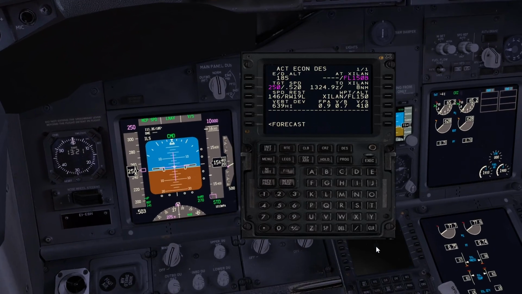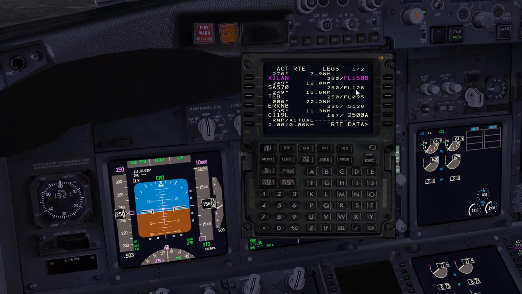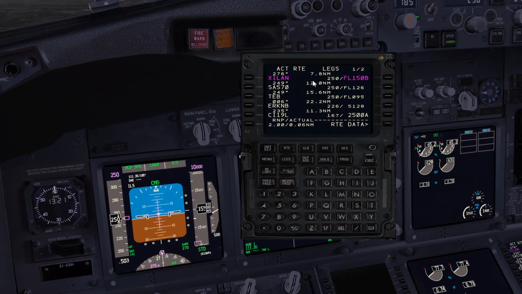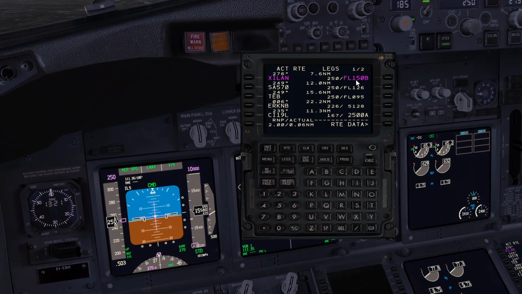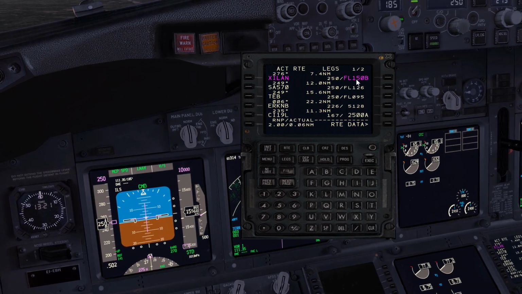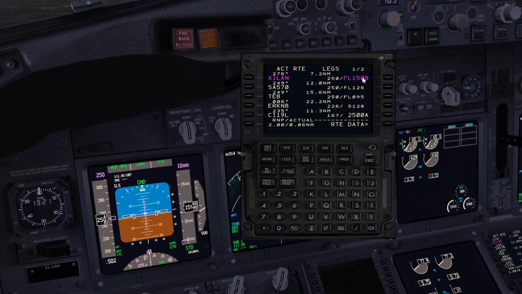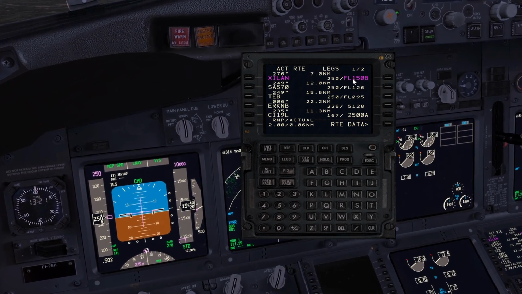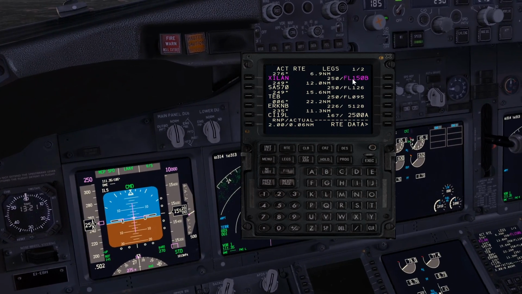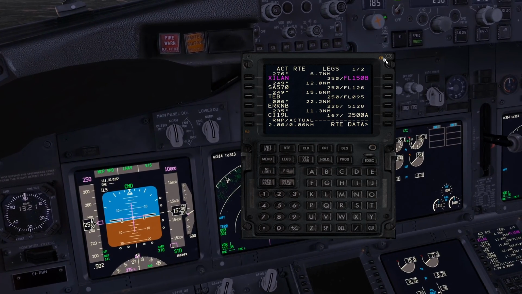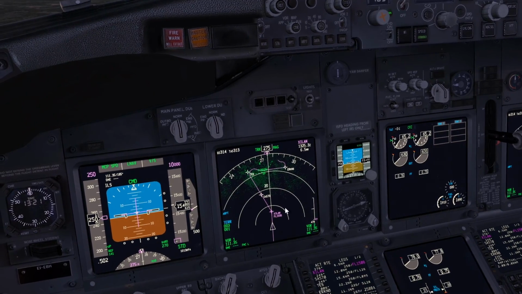Alright, so I changed back to flight level 150 at Sealand or below, just to show you how to correct in case you don't anticipate the shortcut and you have to correct the VNAV path manually. So we'll soon arrive at Sealand here.